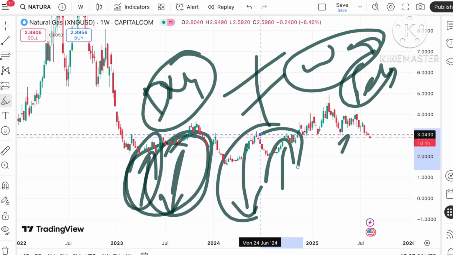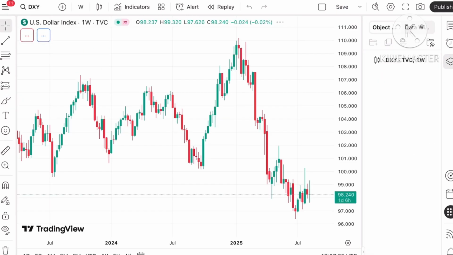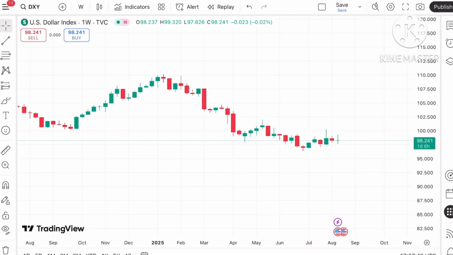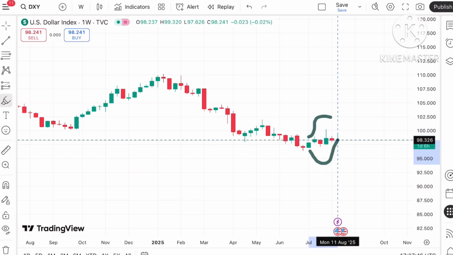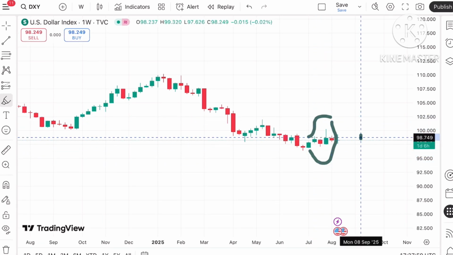Let's see how the chart of the dollar index is moving, because the dollar index is playing an important role. The price is now trading, and you can say it's trying to form a doji candle. We have seen a change in the trend. If you look at this particular level, a hammer is forming. After that, we have seen a change in the dollar index.